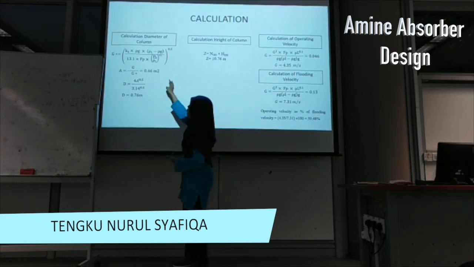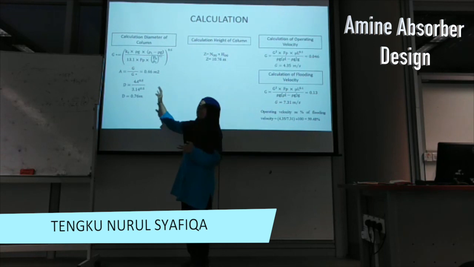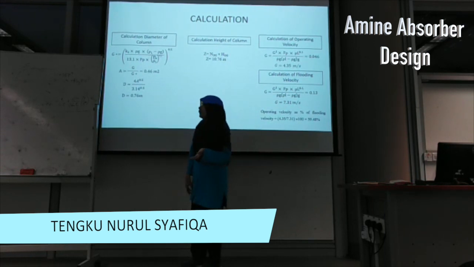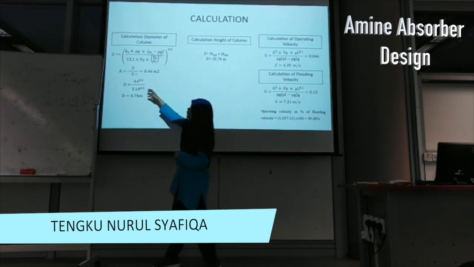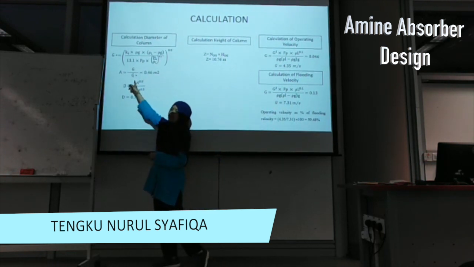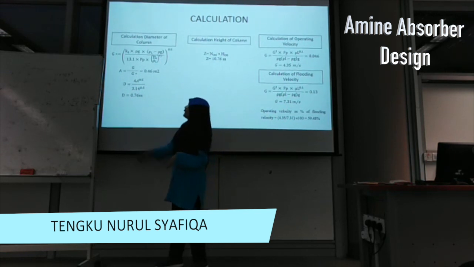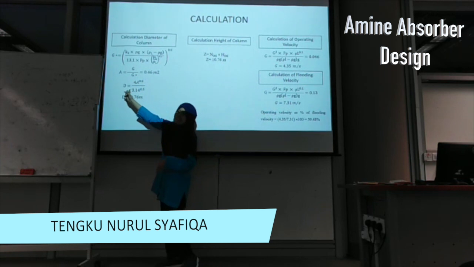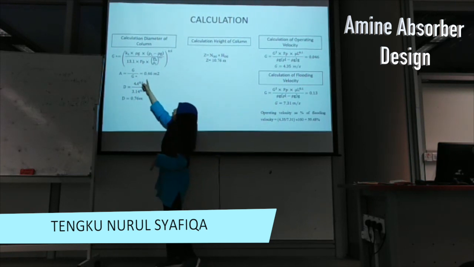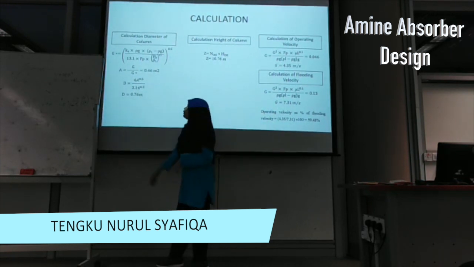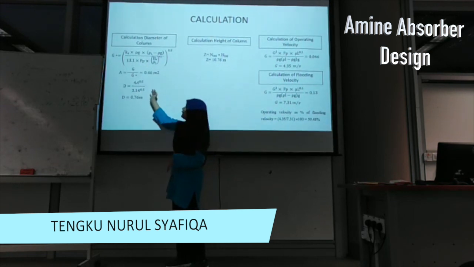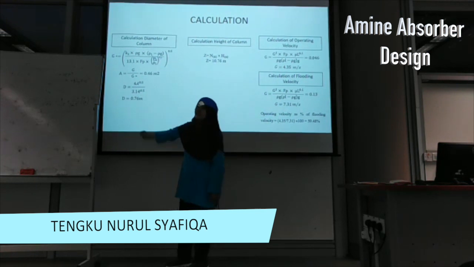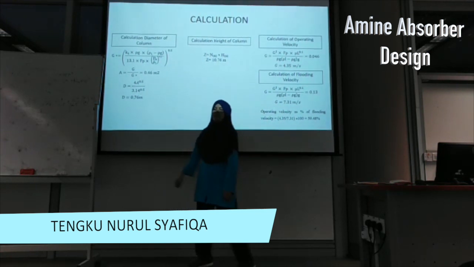So by using the formula, we get the gas loading, and from the gas loading we can calculate the area by dividing the gas flow rate by the gas loading, and we get the area, which is 0.46 meters squared. So from the area, we can get the diameter, which I take the square root, and I get 0.76 meter. This is the internal diameter.